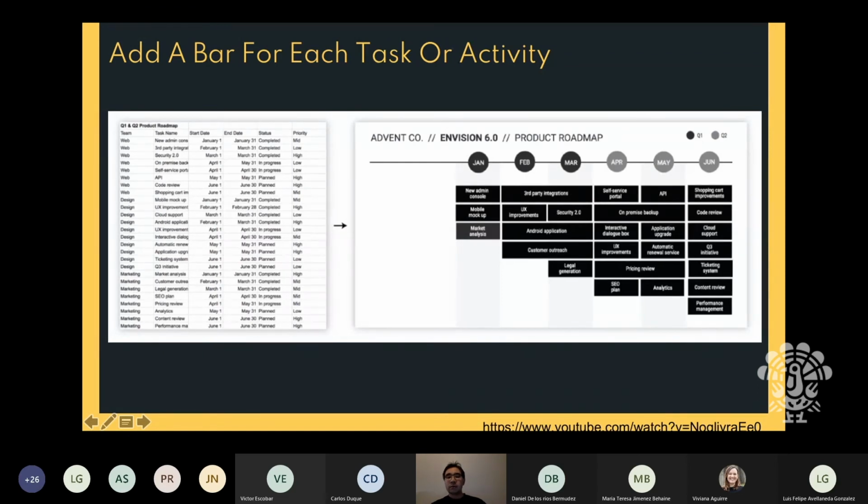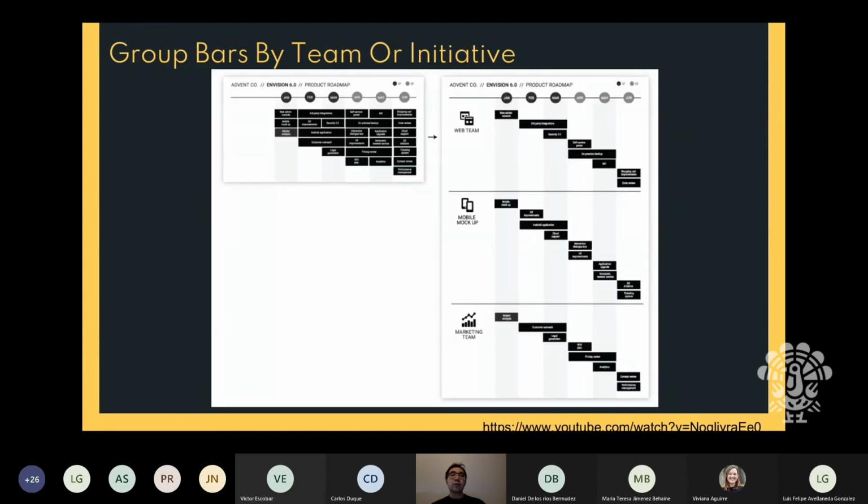Okay? That's great. But now you know the timing, but you don't really know priority. You don't really know who, right? So you group by team now. You take those bars and you break them down. So in this case, do you all see web team, the mobile team, the marketing team, right? So you take the activities they need to do, which team does them, and then the rough timeline of when they're happening. Hopefully, the things that are earlier are more important and have higher priority for the business.